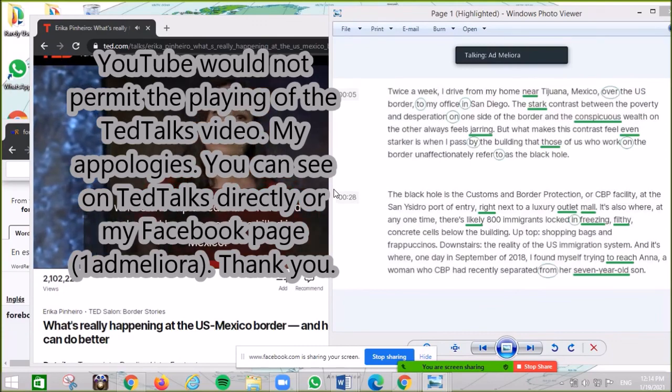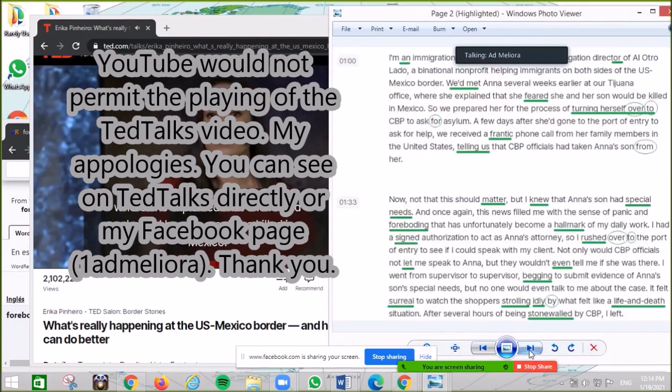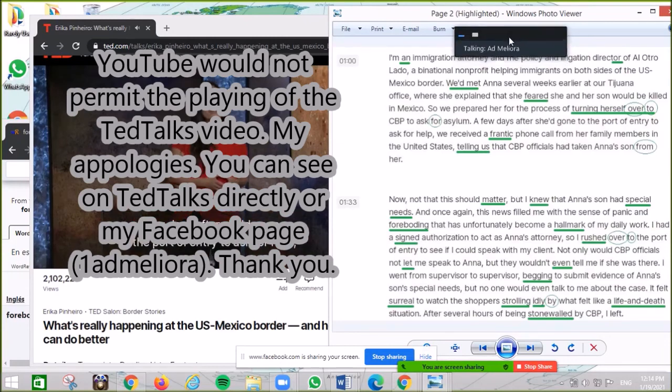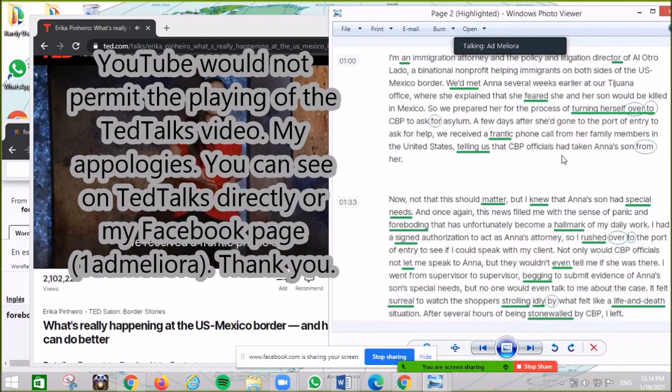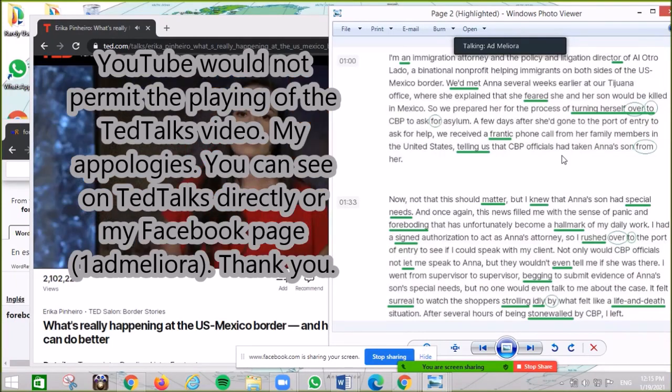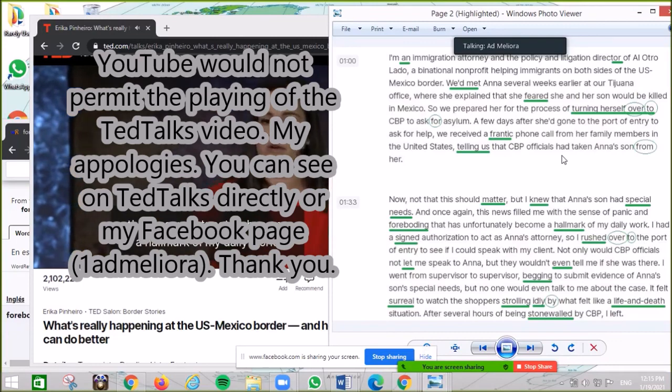She and her son would be killed in Mexico. So we prepared her for the process of turning herself over to CBP to ask for asylum. A few days after she'd gone to the port of entry to ask for help, we received a frantic phone call from her family members in the United States, telling us that CBP officials had taken Anna's son from her. Now, not that this should matter, but I knew that Anna's son had special needs, and once again this news filled me with a sense of panic and foreboding that has unfortunately become a hallmark of my daily work.